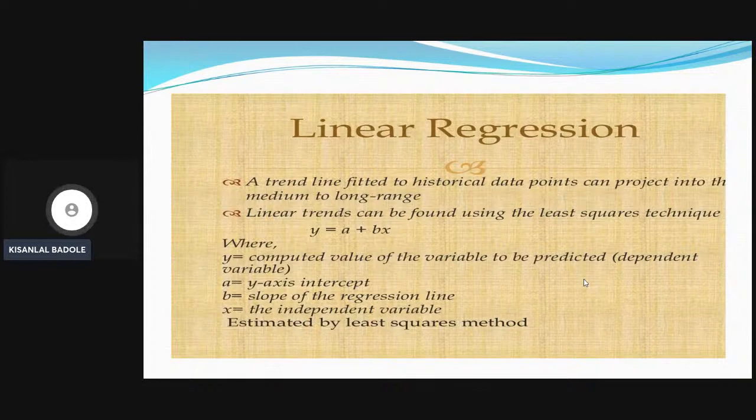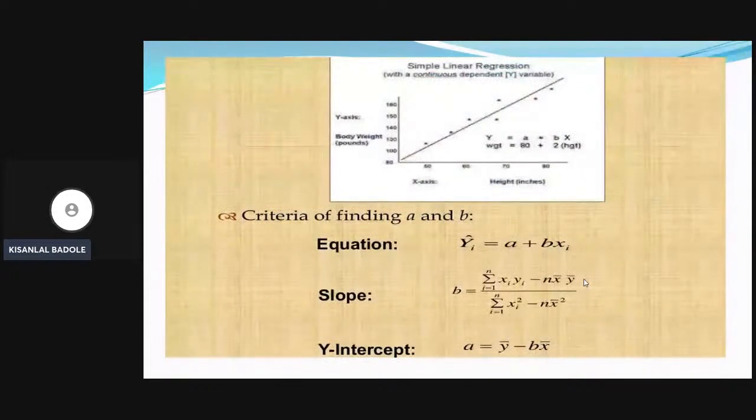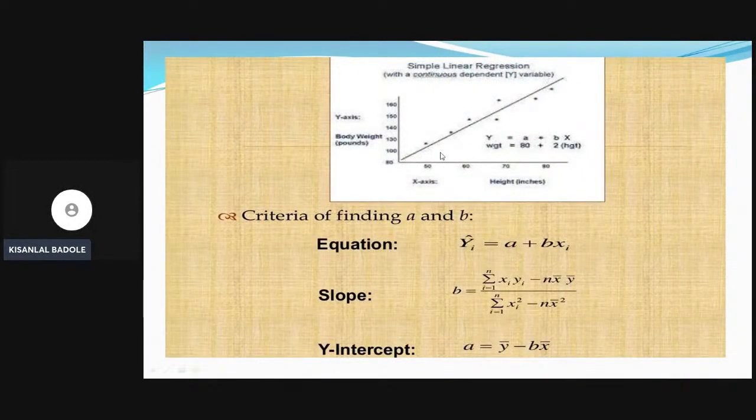Okay, estimate by the least squares method. These are nothing but linear regression. It is about the particular criteria for finding a and b. In the equation, a is the slope and b is the intercept. With the help of the particular formula we can follow this, which is nothing but simple linear regression.